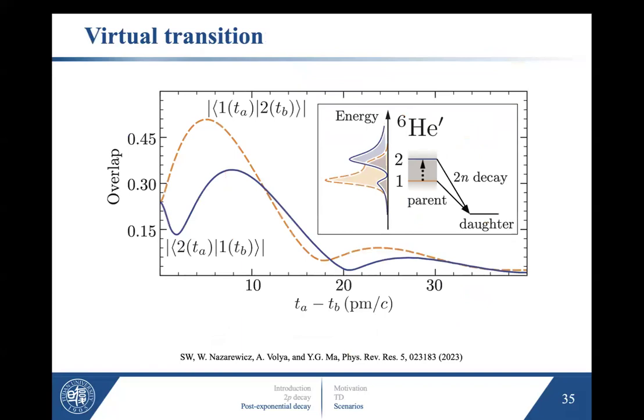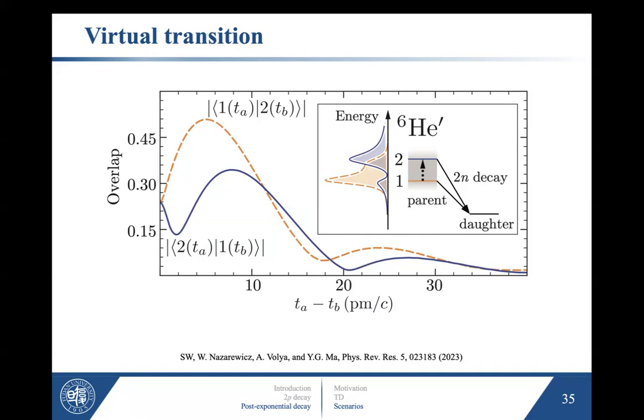As we calculated in this figure, the overlap between state 1 and state 2, we find that the transitions between state 1 and state 2 are not equivalent. Some states are more likely to have a transition to another. So in this case, state 1 will have a virtual transition to state 2 and then have a two-neutron decay to the daughter nuclei. So this will impact the decay and give a non-exponential decay. So this is the case for these near-lying resonances.